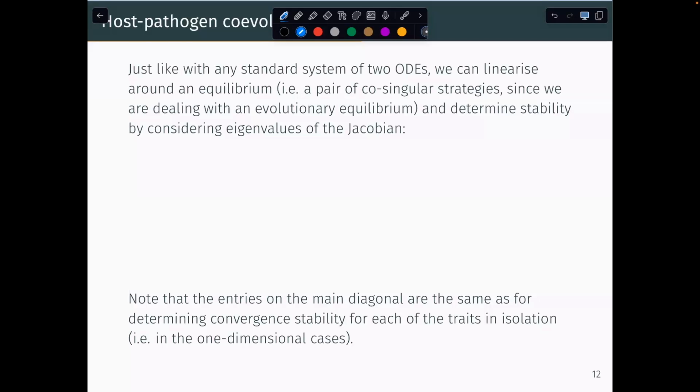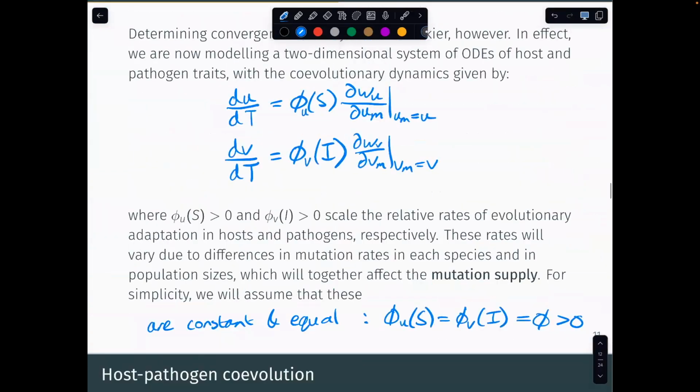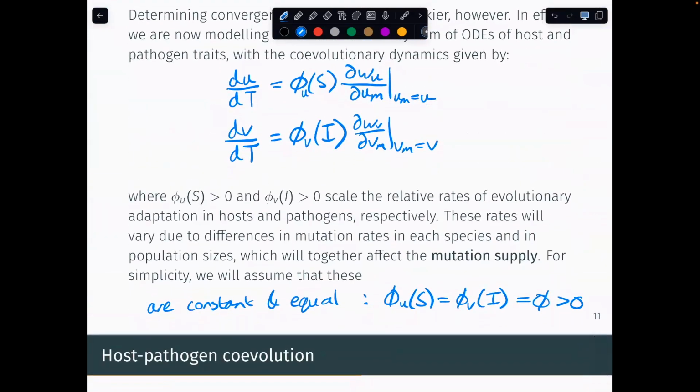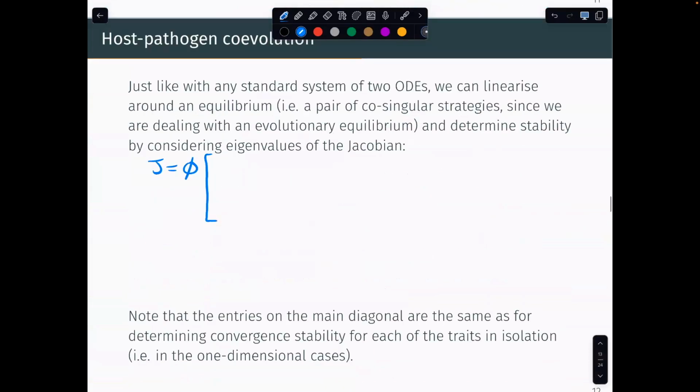So what do we do with linear stability analysis? Well, we need to consider the eigenvalues of a Jacobian. So we need to work out our Jacobian of these dynamics up here. Now, my simplification of setting these two things to be the same means that we can just pull a phi out the front. Okay, that makes things a lot easier.